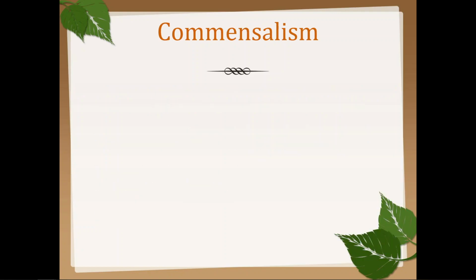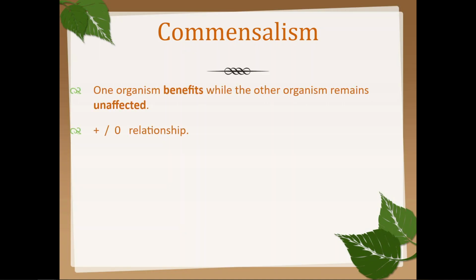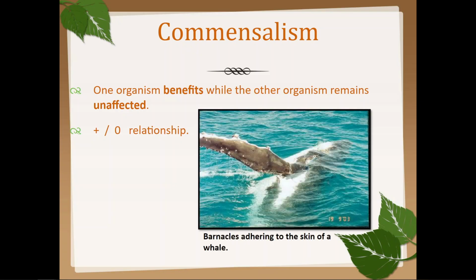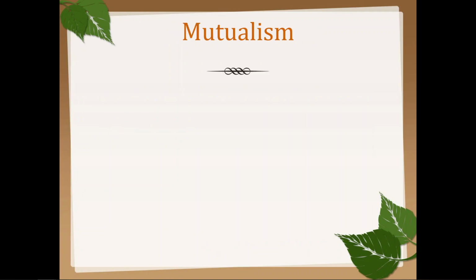Now let's look at commensalism. Commensalism is a relationship where one organism benefits and the other remains unaffected. So this is going to be a plus-zero relationship. An example of this is barnacles on a whale. The barnacles gain a mobile surface to adhere to, catching more food particles as the whale moves, while the whale is unaffected by their presence. So commensalism, plus zero.